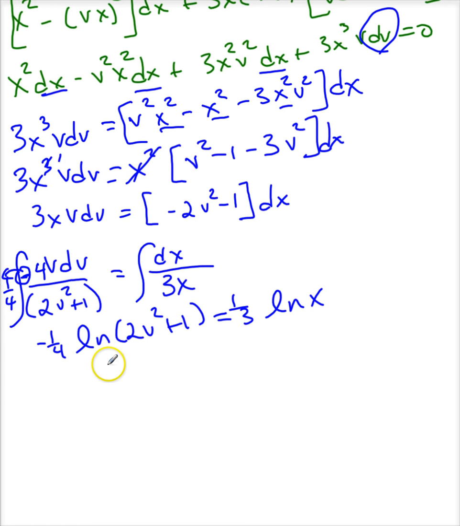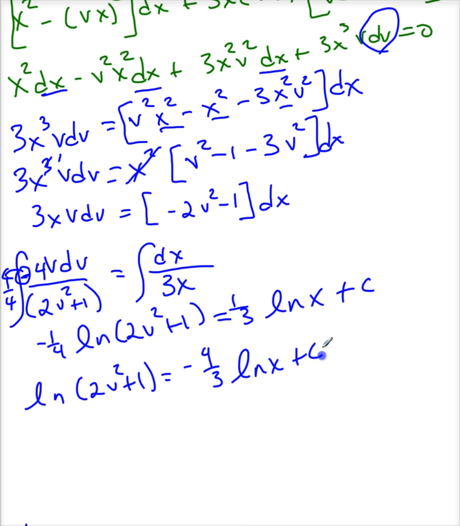Let me simplify this out a little bit. Let me multiply through by my constant. Oh, I forgot my plus c, didn't I? So before I go on, let me put my plus c. So I have the natural log of 2v squared plus 1 is equal to minus 4/3 natural log of x, and it's still plus c. The constant does not change.